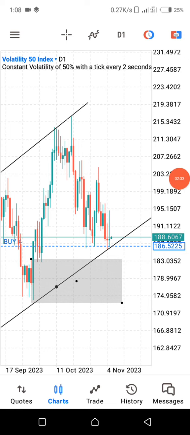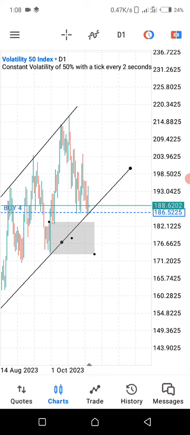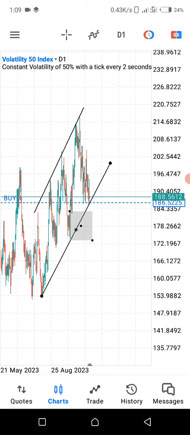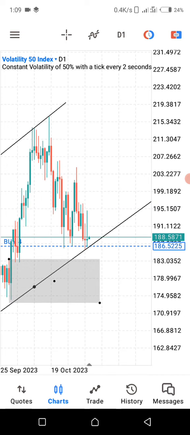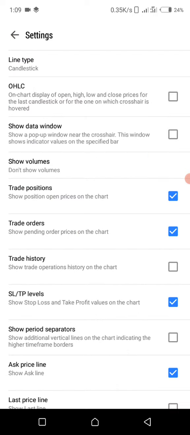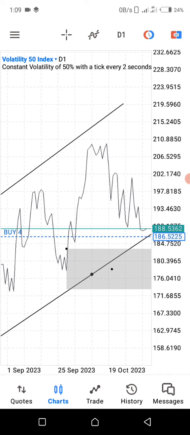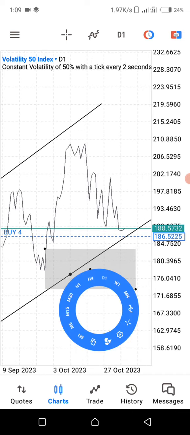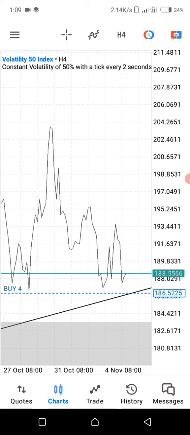So I was able to enter this trade using the support and resistance, because I had to zoom out completely. And then I was looking at it, and then I had to change because this is the candlestick now. So I changed from the candlestick to line chart, so that I can be able to spot the support and resistance clearly. So I think it was from the H4 that I got this support. Hope you guys can see this.